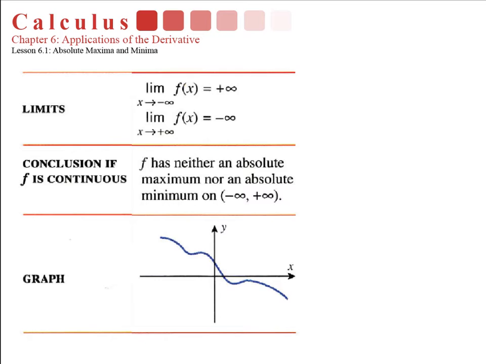Finally, if we just switch that end behavior and let the function go to positive infinity as x goes to negative infinity, and the function go to negative infinity as x goes to positive infinity, we end up with the same conclusion. f has neither an absolute maximum nor an absolute minimum on the real line. Again, this doesn't deny the possibility that it has relative maximums or minimums, only absolutes. The graph may look something like this.